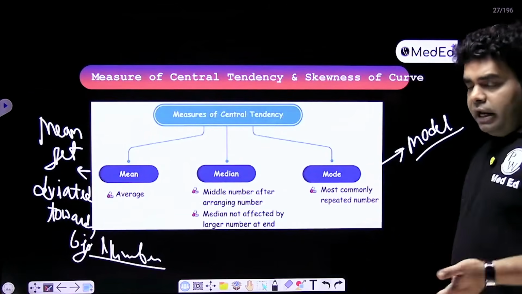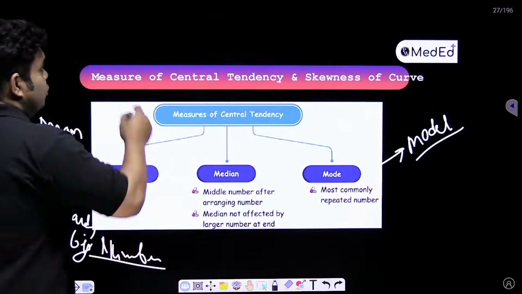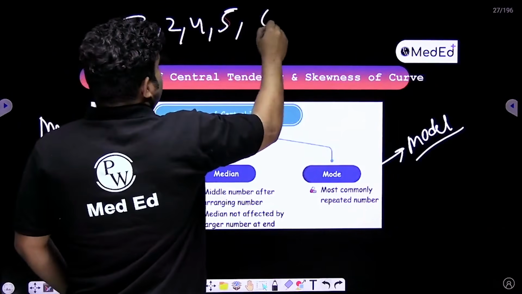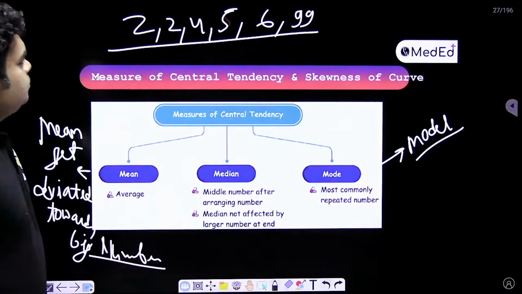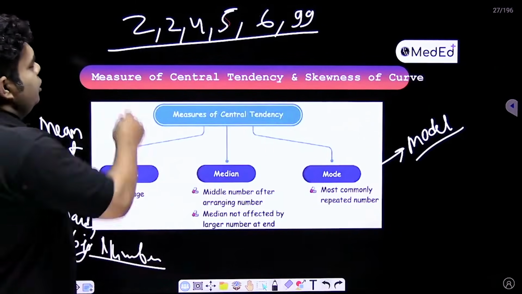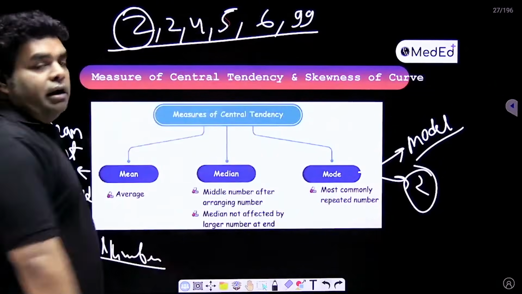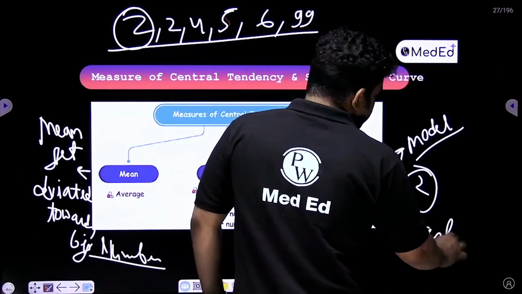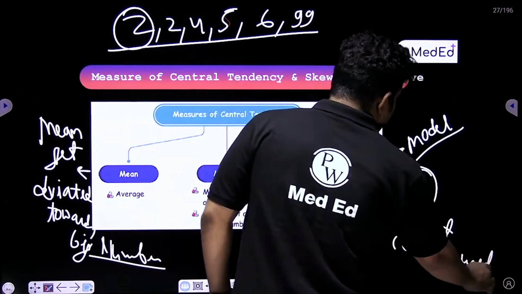So they can ask in the exam to find the mean, median, mode of data also, and it's very simple to find. Suppose the data is 2, 2, 4, 5, 6, 99. Then in this case, what is the mode? Very simple. 2 is repeated again and again, so mode is 2. But is 2 in the center? No, 2 is at one corner. That's why mode is least commonly used, because mode, just like a model, can go anywhere. So least commonly used is mode.